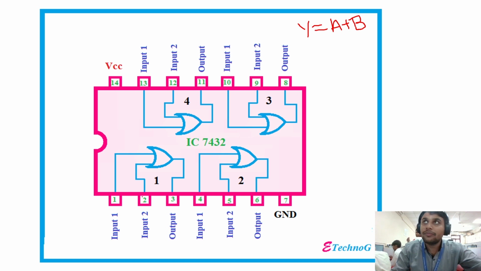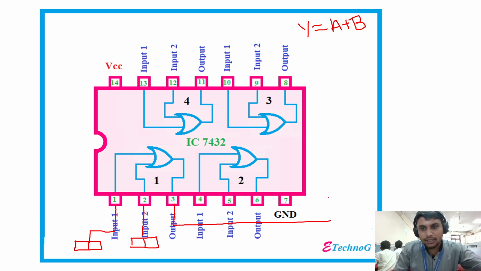Similarly, we have to verify the truth table of the OR gate. It has two inputs, so we have to connect two slide switches. The common wire of slide switch number one goes to pin number one, and the common wire of slide switch number two goes to pin number two.